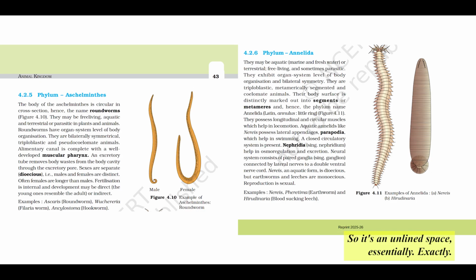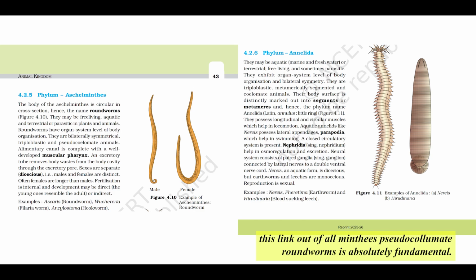So it's an unlined space, essentially. Exactly. It functions as a hydrostatic skeleton and allows some room for organs, but it's structurally and developmentally different from a true coelom. And Aschelminthes are the classic textbook example of pseudocoelomates. For your exams, this link, Aschelminthes pseudocoelomate roundworms, is absolutely fundamental. Memorize it. It clearly separates them from the acoelomate Platyhelminthes before them and the coelomate phyla that come after. Crystal clear. Aschelminthes and coelomates.